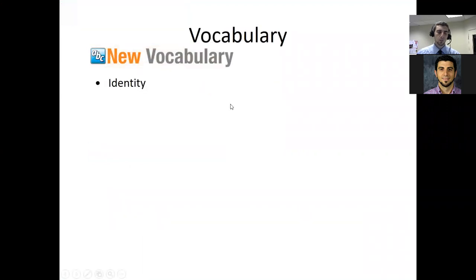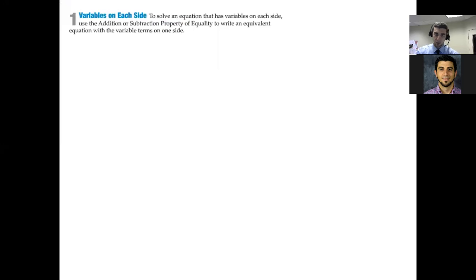So one of the things we're going to talk about today is identity. And so let's jump in. In this first lesson, we're going to talk about variables on each side. So to solve an equation that has a variable on each side, you have to use the addition or subtraction property of equality to write an equivalent expression with the variable terms on one side.